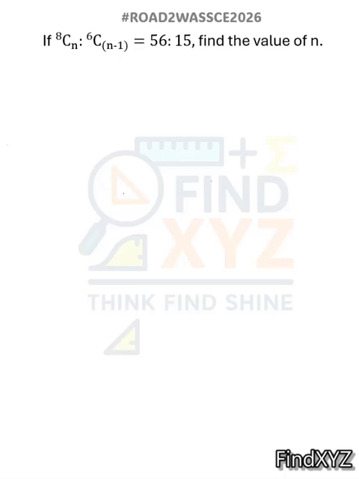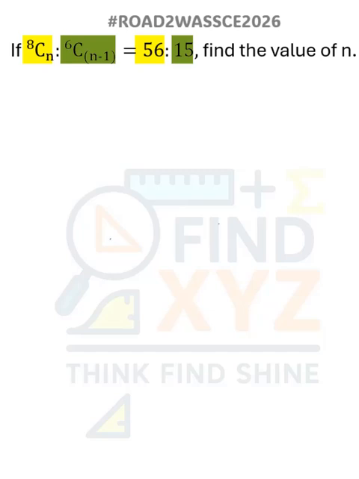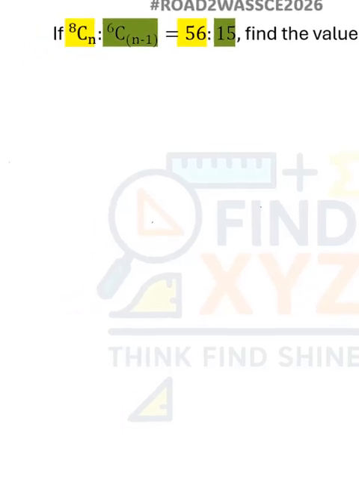We are still on the road to WASSCE 2026. Let's try this problem. If 8 combination n is to 6 combination n minus 1 is equal to 56 is to 15, we've been tasked to find the value of n.